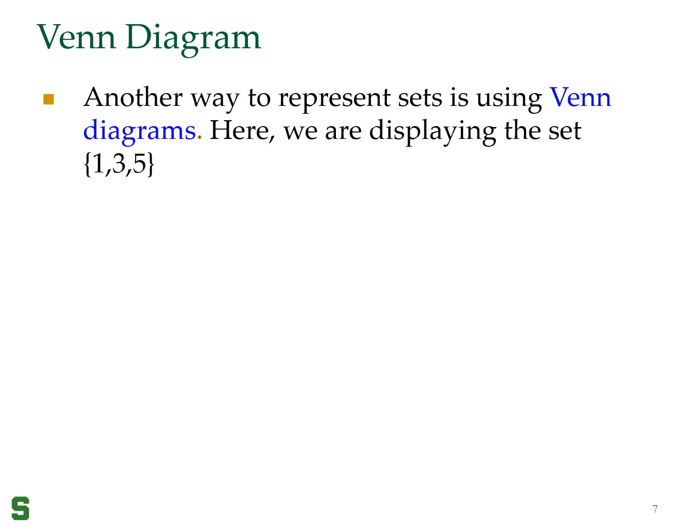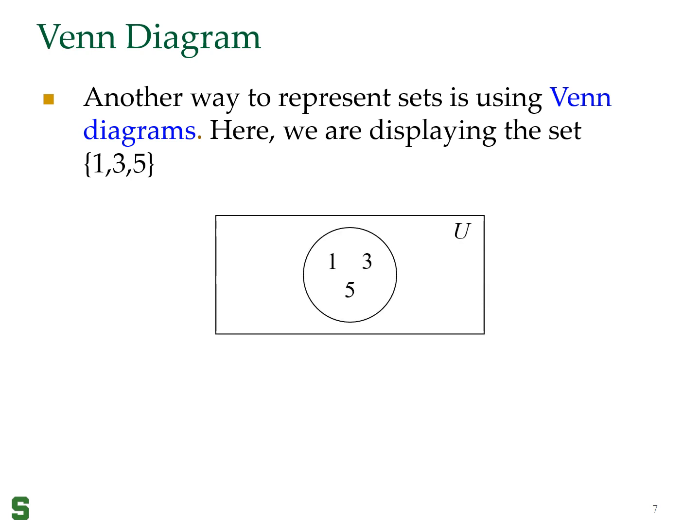We can use Venn diagrams to describe a set. So here, let's say we are describing a set that contains the set 1, 3, 5. Generally, we draw sets using circles or ovals. We write the universal set generally in terms of this rectangle. This represents the set of all elements under consideration.